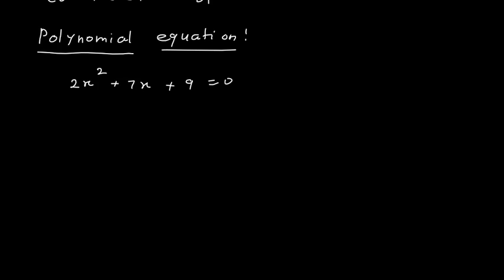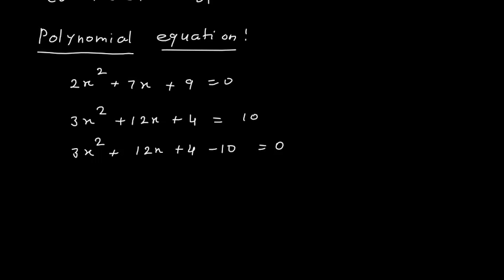For example, if I have an equation 3x square plus 12x plus 4 equals, say, 10, then I can rewrite this as 3x square plus 12x plus 4 minus 10 equal to 0, and then I will simplify. 4 minus 10 is minus 6, and therefore I will get a polynomial equation.